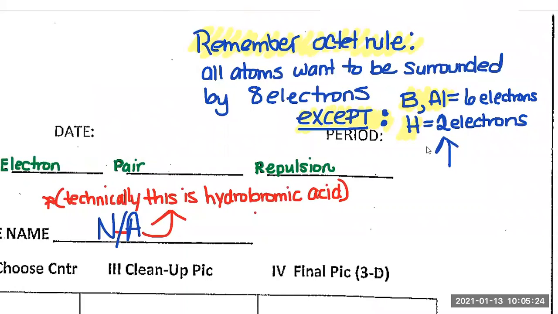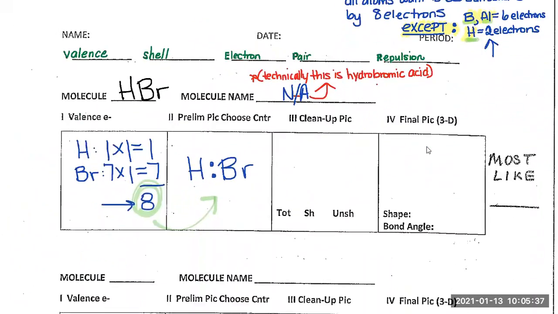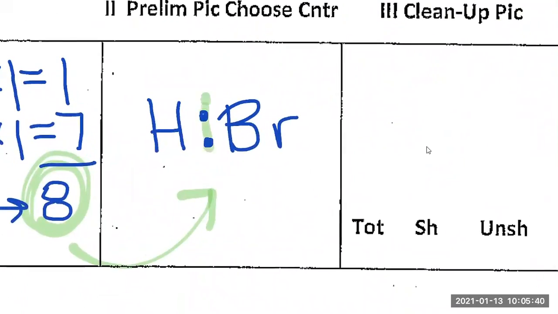All atoms want to be surrounded by 8 electrons, except boron and aluminum are going to be exceptions. They're only going to want to have 6 electrons, and hydrogen only wants to have 2. So our hydrogen here already has 2. These 2 electrons count as hydrogen's electrons. They also count as bromine's electrons, because that's what a shared pair is. It counts for both of them. They're sharing them. So that means hydrogen has already got what it wants, but bromine doesn't.